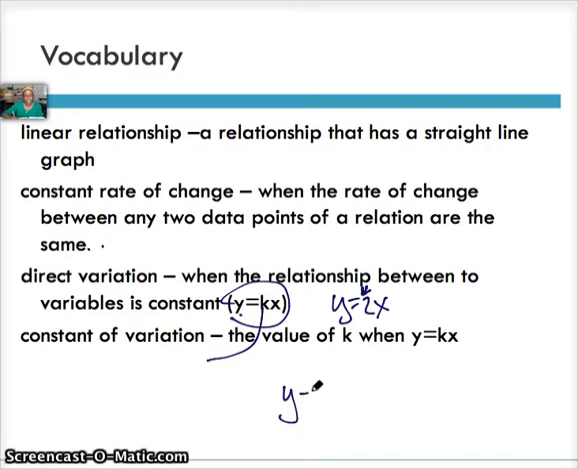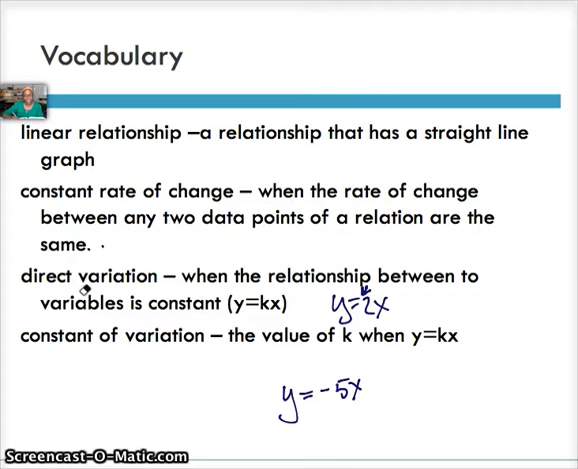I'm going to put down another equation. Let's say I had y is equal to negative 5x. If you notice in this situation as well, this is direct variation because the equation fits the form y equals some number k times x. And in this case, that number is negative 5. So negative 5 is the constant of variation, the k value, and it fits the form.